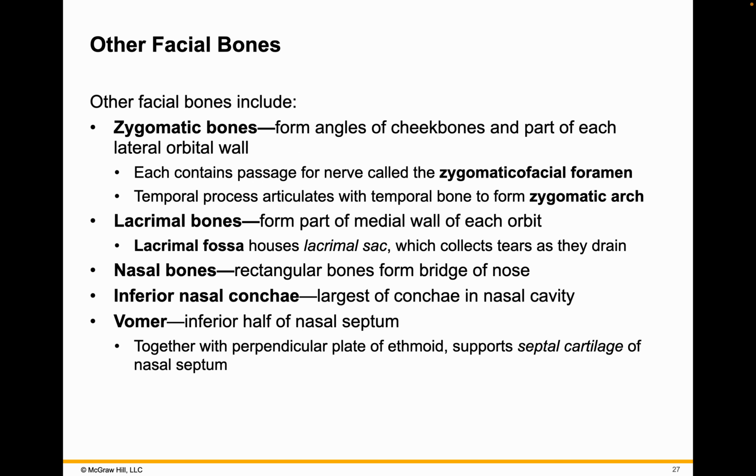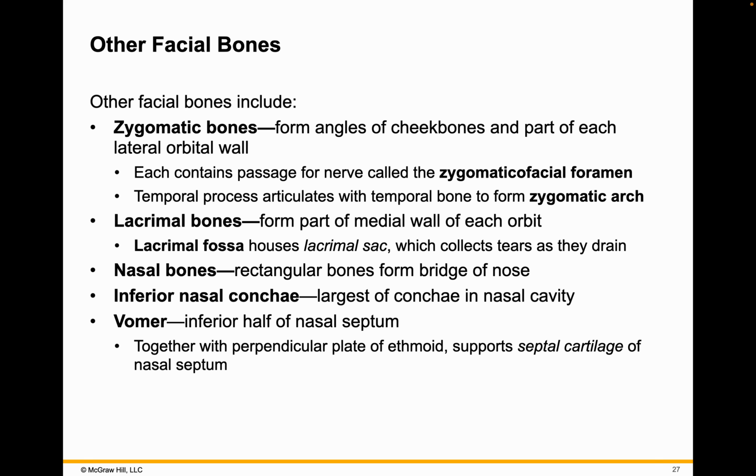Other facial bones would include the zygomatic bones, which form the angles of the cheekbones and part of the orbital walls. They have the zygomaticofacial foramen and the zygomatic arch. The lacrimal bones form part of the medial wall of each orbit, and within them is the lacrimal fossa, which houses the lacrimal sac, which drains the glands that produce tears for us.